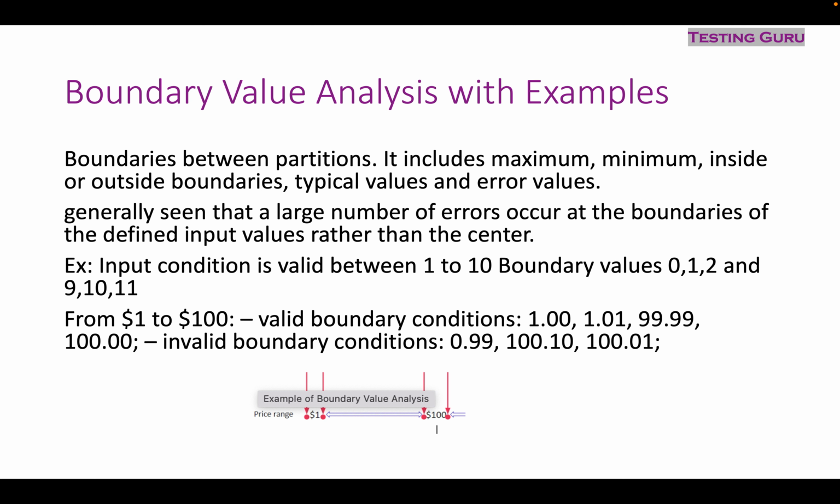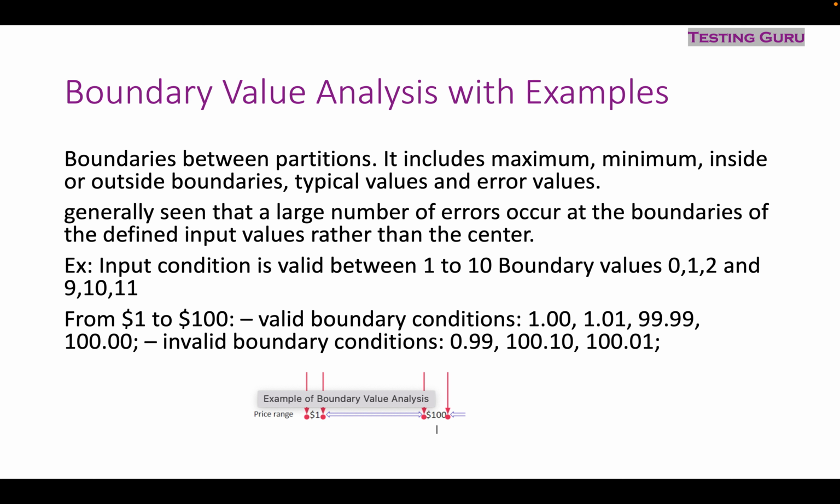And in the same way, we can check for the maximum boundary, that is for the 10. So at 10, the edges are 9, that is less than 10, and on the boundary, that is 10, and above 10, so that is 11. So 9 and 10 should be accepted, and 11 should be an error value.